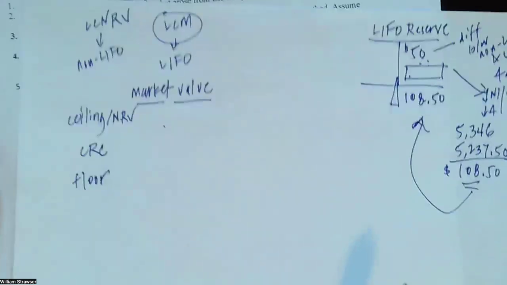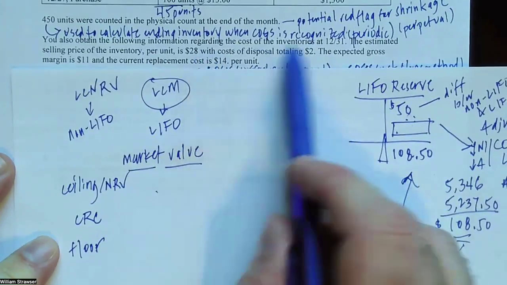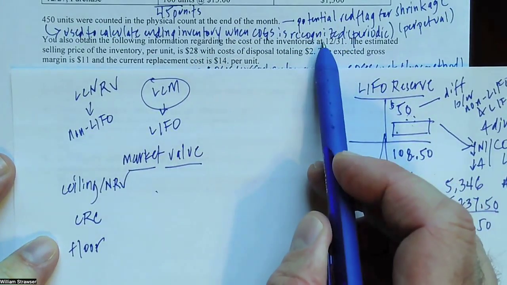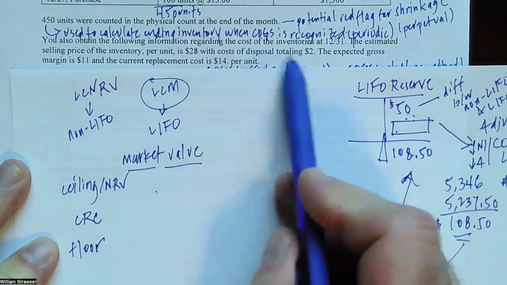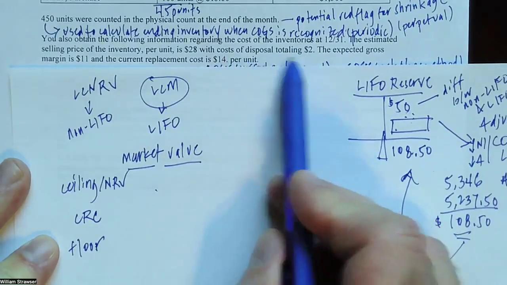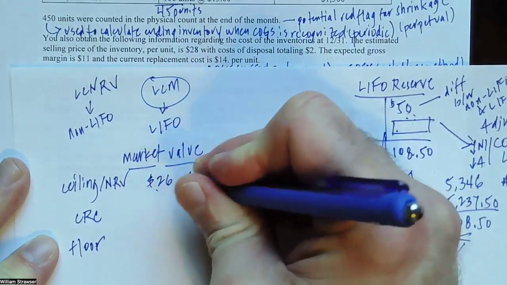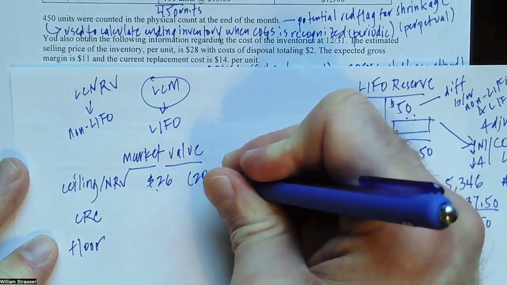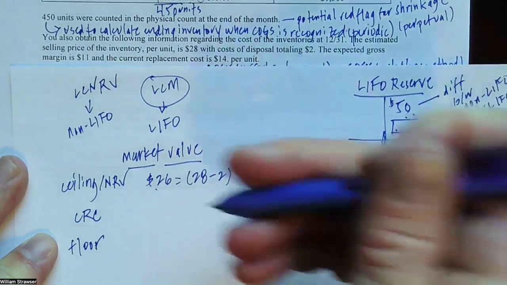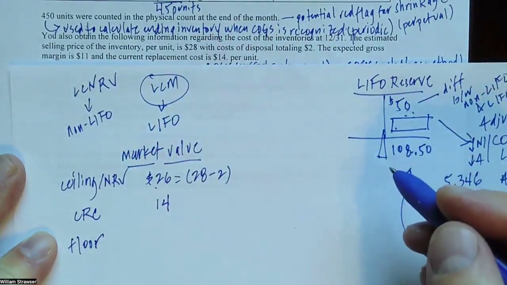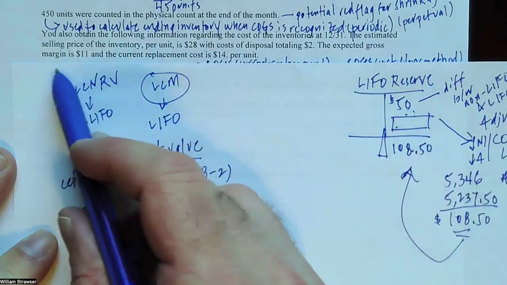We get some information about those prices up here in the problem. It says that at December 31st, when we'd be making this other adjusting entry, the estimated selling price of the inventory per unit is 28, and in order to sell it, we have to spend $2 disposal costs. So that makes the NRV $26 because it's the estimated selling price less any cost to sell. The current replacement cost is $14 per unit. Right? We use that for our inventory profits even. And then it says the expected gross margin is 11.